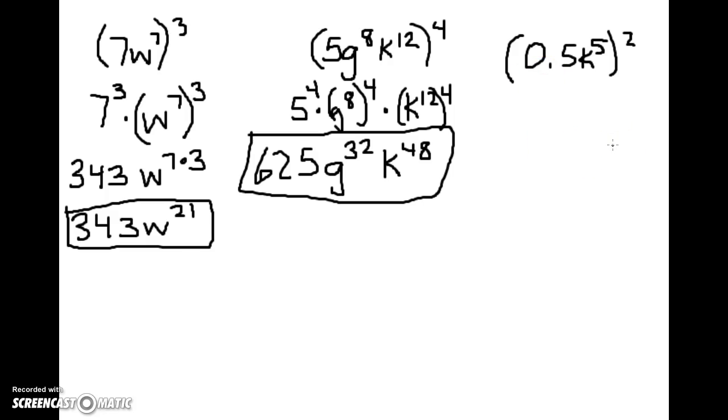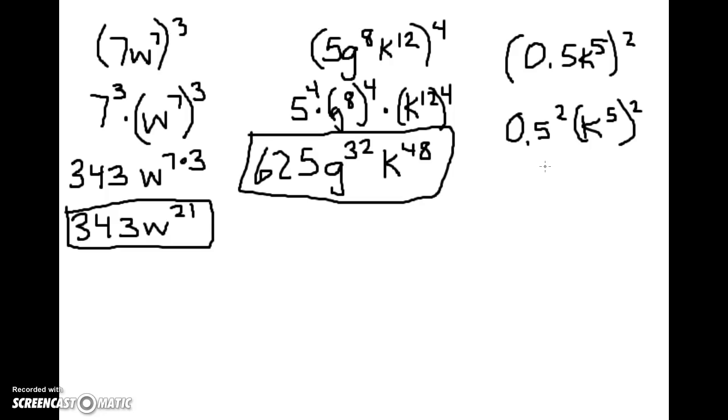All right, last one, 0.5k to the 5th, all to the 2nd power. This one looks a little bit more challenging, maybe a little different with the decimal, but you still do the same steps. So the 2 is being applied to the number and to the variable inside. So it's 0.5 squared times k to the 5th squared. So it's going to be 0.5 squared.